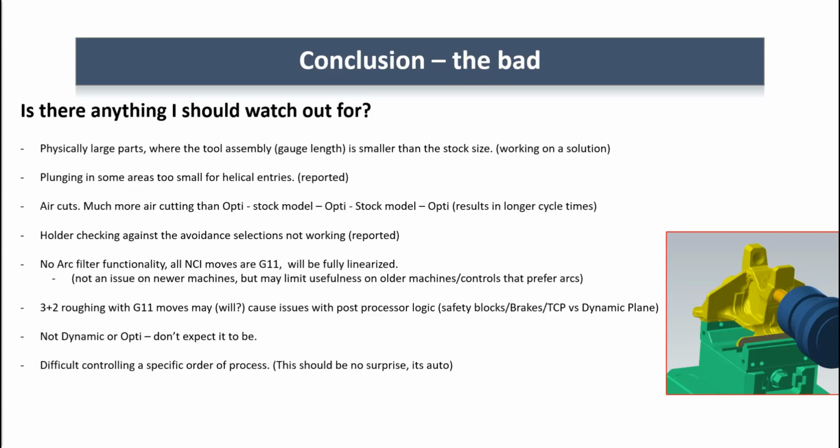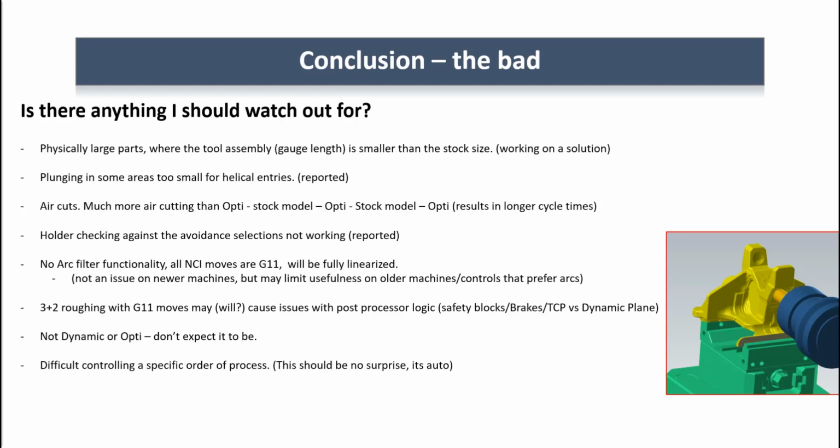The bad: is there anything I should watch out for? Physically large parts, where gauge length is smaller than the stock size, and they're working on some solutions here. And these are just something to be aware of. Plunging in some areas too small for the helical entries. So it's kind of plunging, so we've got to watch out for that. That's reported. I don't quite know where it's at right now. It'd probably be fixed up here in the first patch.